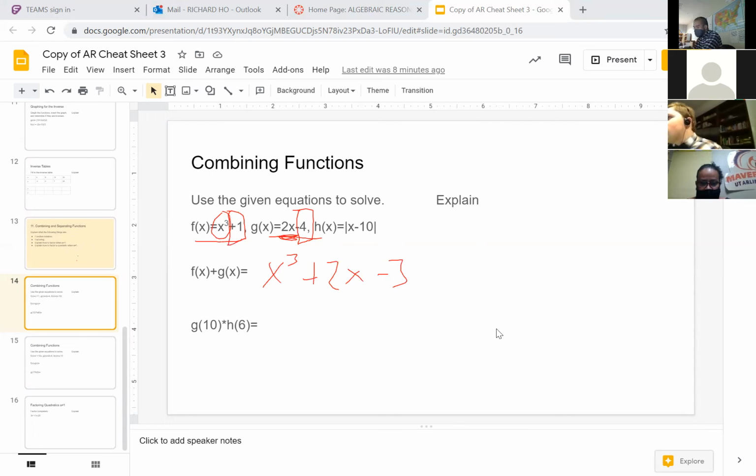With the function notation, you plug in this number into g. So 2 times 10 is 20, minus 4 is 16. So that'd be 16 times 16. 6 minus 10 is negative 4. So that's positive 4. So 16 times 4 will get you the answer to this last one.